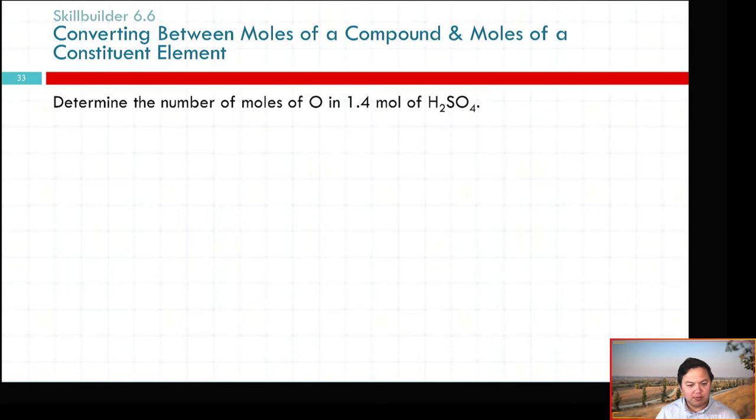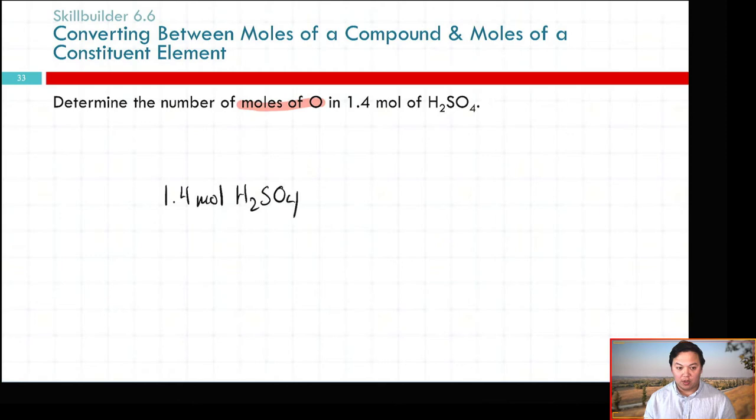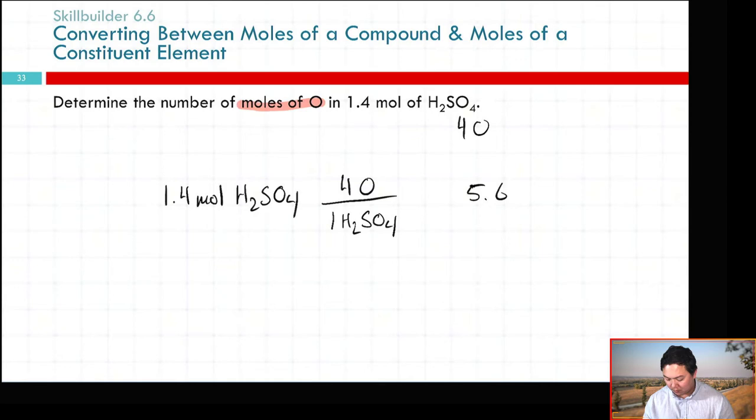It's a little bit different now here, right? So we have determined the number of moles of oxygen in 1.4 moles of H2SO4. So 1.4 moles H2SO4, and again, we just need to determine moles of oxygen. How many oxygen atoms are there per sulfuric acid molecule? Pretty easy for these ones, right? So we have 4 oxygen atoms per H2SO4. So we say we have 1 H2SO4, 4 oxygen atoms, and we'll get 5.6 moles of oxygen.